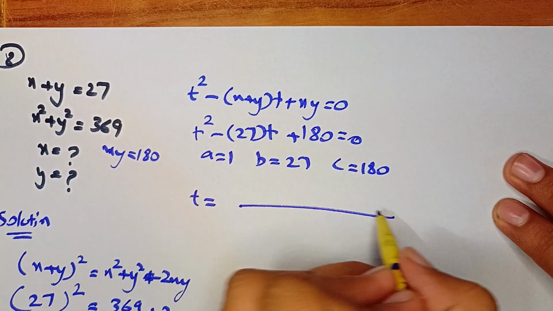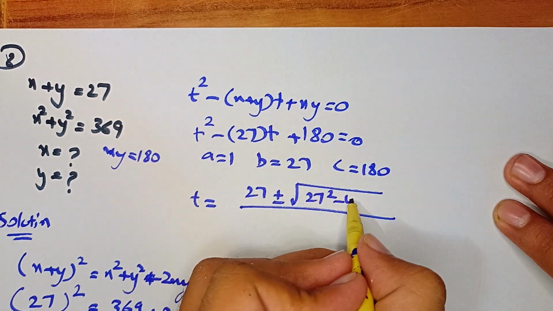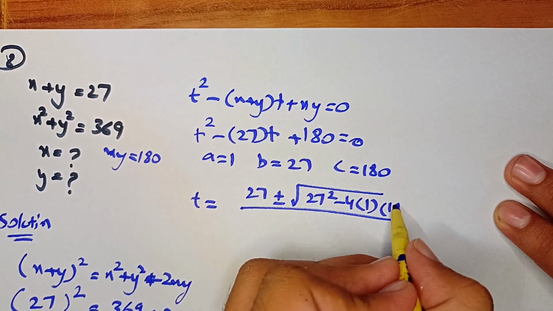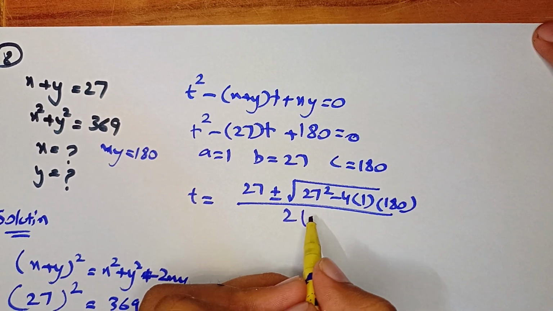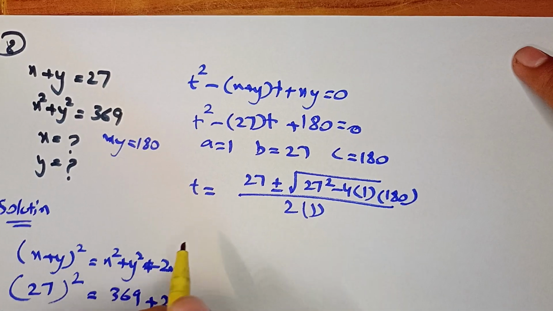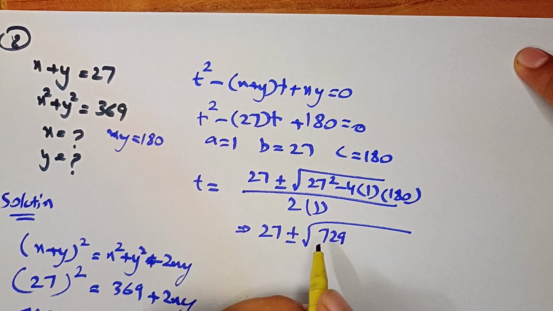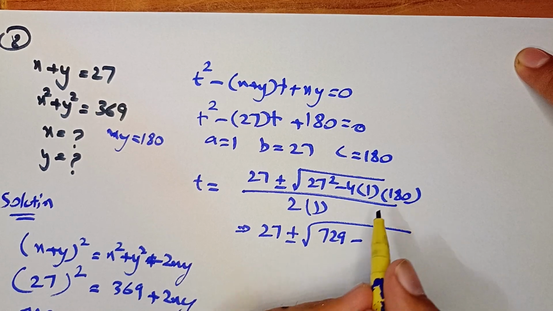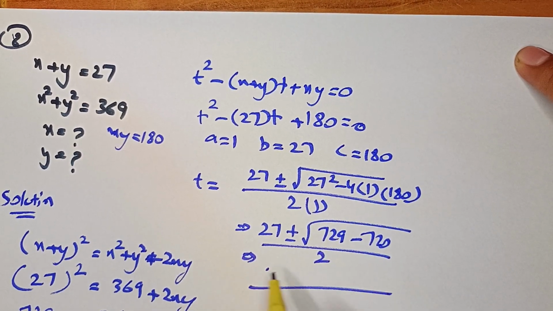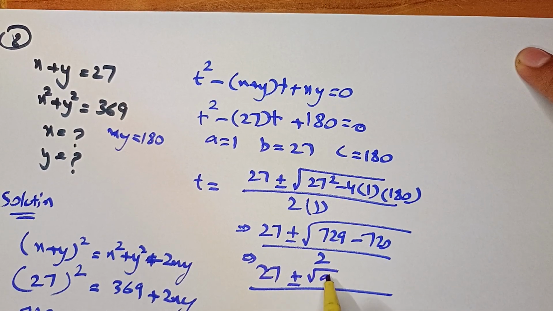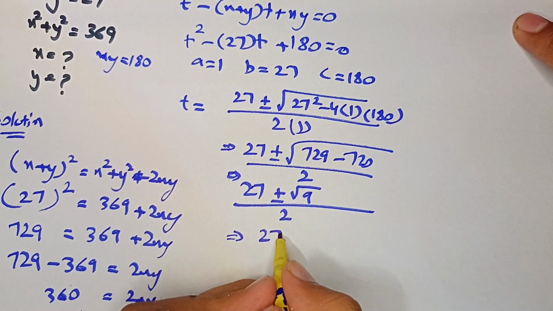We already know the quadratic formula from our previous lectures: 27 plus minus the square root of 27 square minus 4ac, where a is 1 and c is 180, divided by 2 multiplied by a, and 2 multiplied by 1 is 2. 27 square is 729, and 4 multiplied by 180 is 720. Subtracting these two, the answer is 9, and the root of 9 is 3.